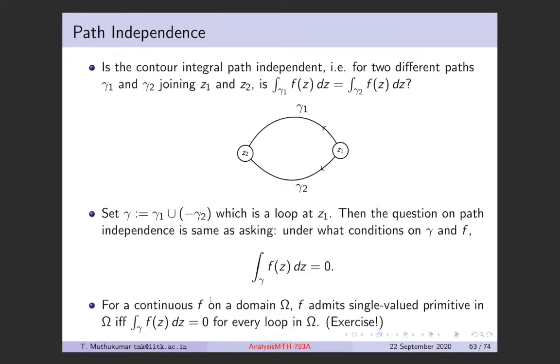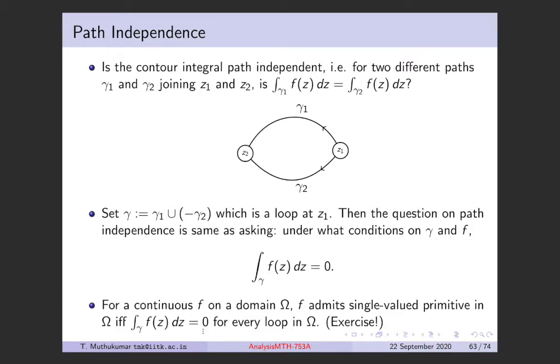So when we talked about path independence, I had given this exercise: for a continuous function f on a domain omega, f admits a single valued primitive if and only if its integral over every loop in omega is 0. So this tells you that the integral over every loop being 0 is equivalent to saying that the function has a primitive.